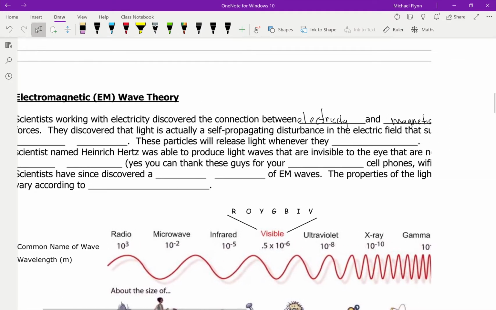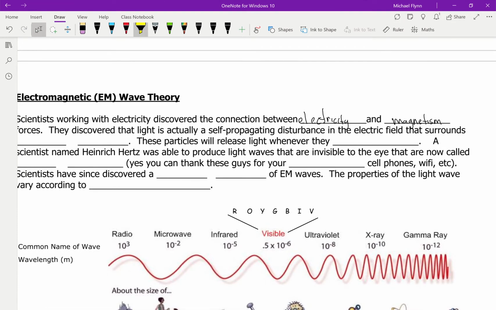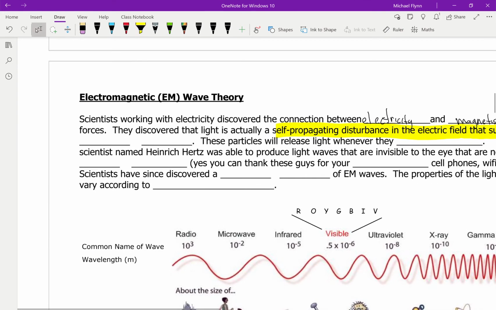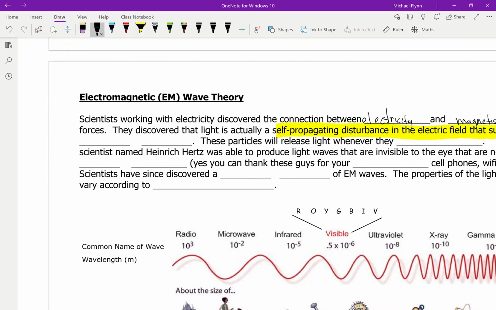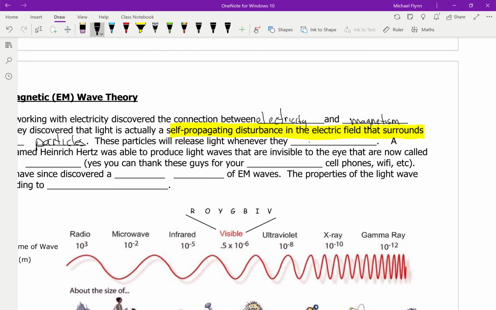They discovered that light is actually a self-propagating disturbance in an electric field. Now, you don't really need to know all this, but we'll save it for grade 12. But when we talk about what light is, it's called the wave theory of light. It's a self-propagating disturbance in an electric field that surrounds charged particles. So light actually comes from charged particles, like electrons, that are moving or accelerating. These particles will release light whenever they move. Okay, and that's the deal.